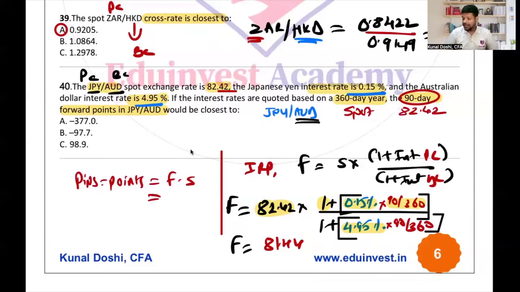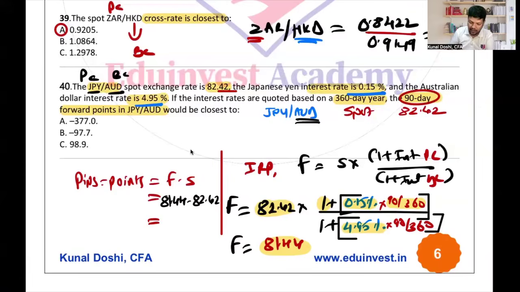Everyone, yes. Okay. Now, guys, you have forward and you have spot. So the difference between both forward and spot is 81.44 minus 82.42. Of course, it's negative. Why? Because the rate is at a discount. The currency rate is going down, right? So how much is the difference?